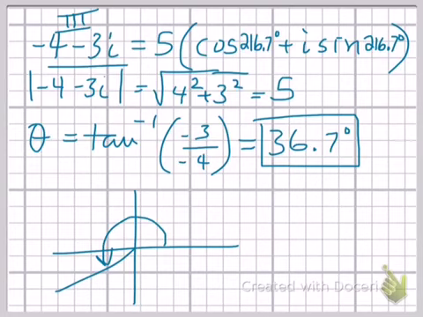Where is it? It's in the first quadrant. I need it to be in the third quadrant. So that 36.7 is always going to come back to the x-axis. That's my reference angle. So the angle from standard position is 180 plus 36.7, and that's what takes me down to there. And that's 216.7 degrees.